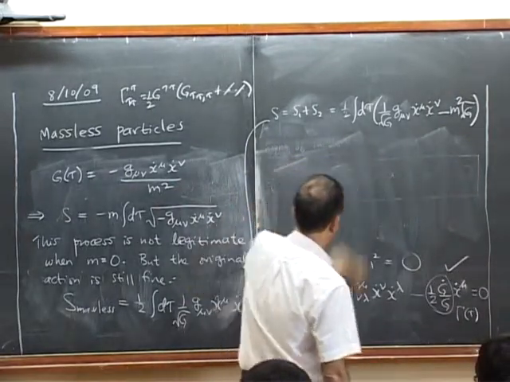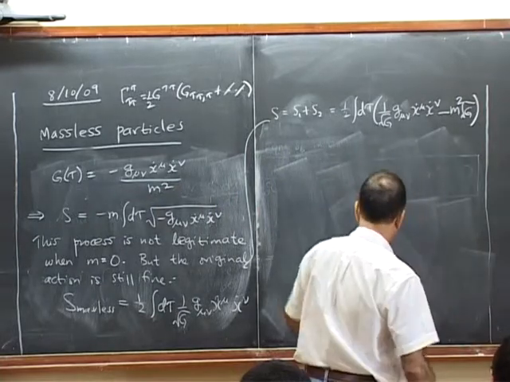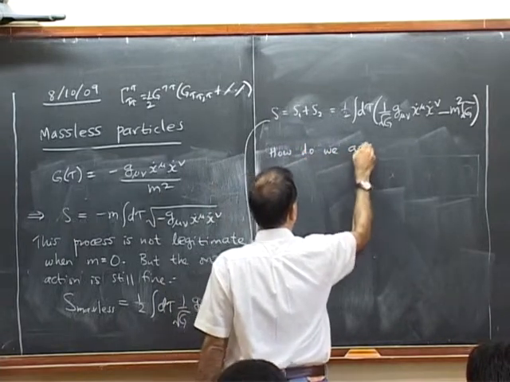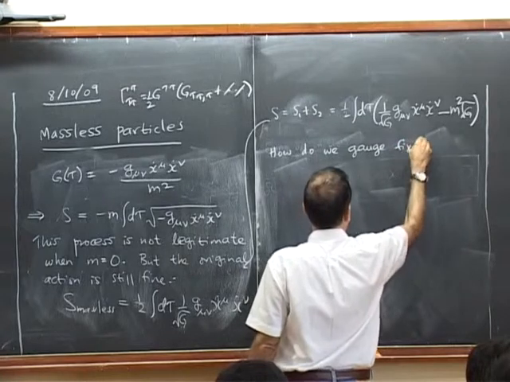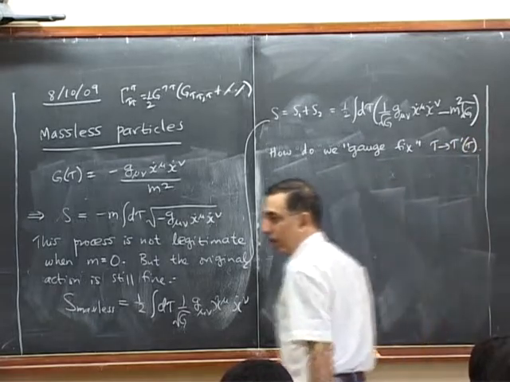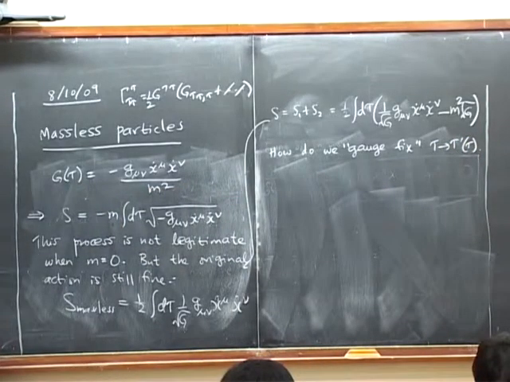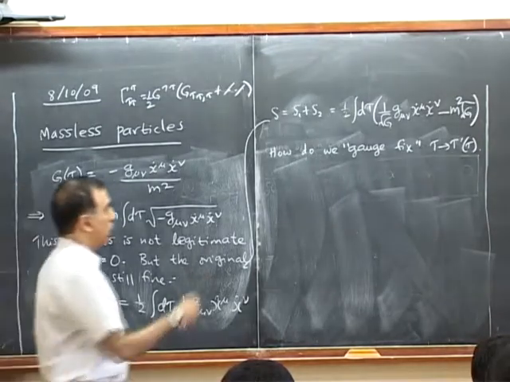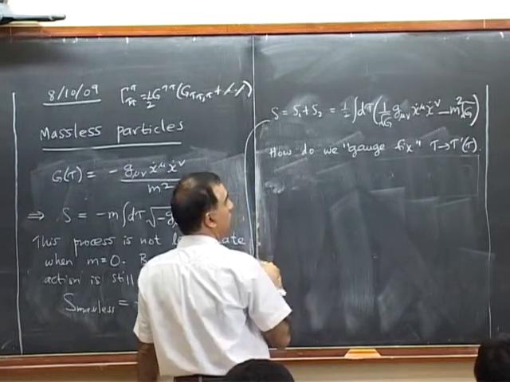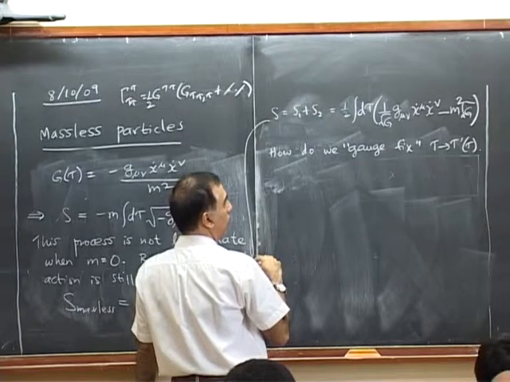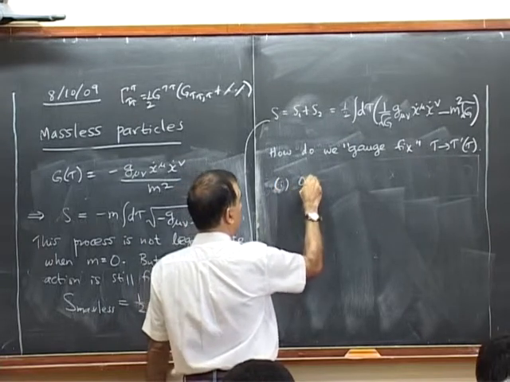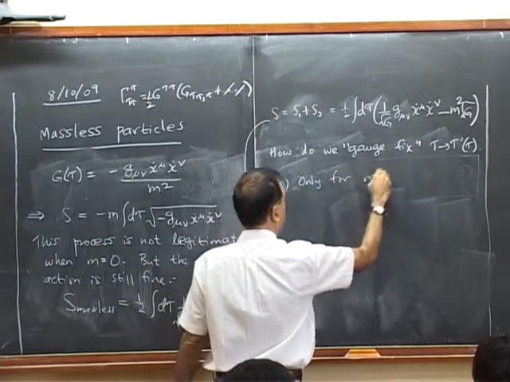Now, we come to the question, how do we gauge fix? It's what we've been doing for the last 10 lectures, but we haven't used these words. So here's one answer. Let's first see how we fix tau goes to tau prime of tau. So now we have a branch. We have method one only for m not equal to 0.